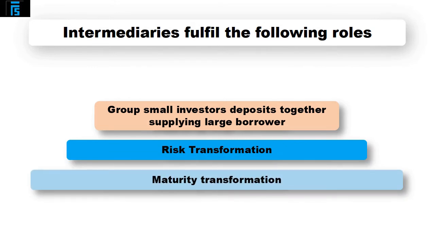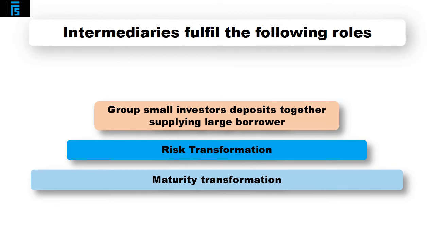Maturity transformation. Often those who need finance need it for a longer period of time than the investor has the finance available. So take, for example, somebody wanting to buy a house. They save their funds for a year. They deposit these funds with an intermediary for a year. The intermediary issues these funds to a long-term borrower, say for 20 years.